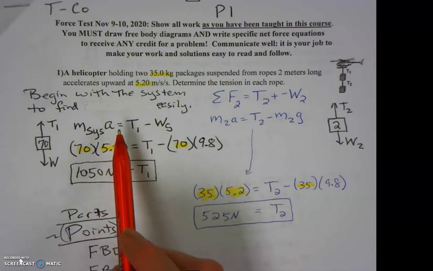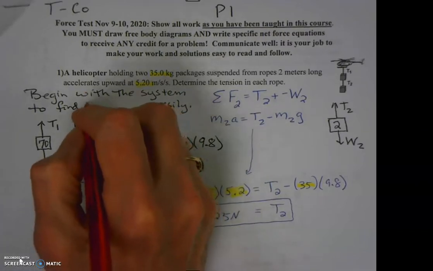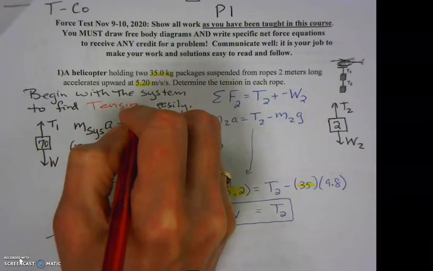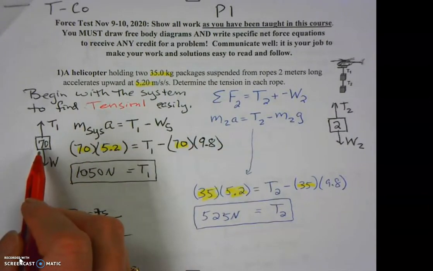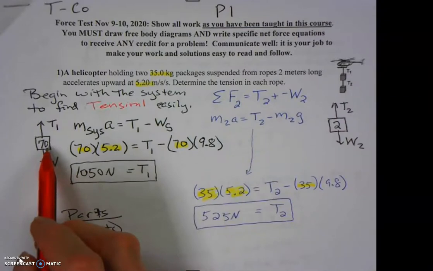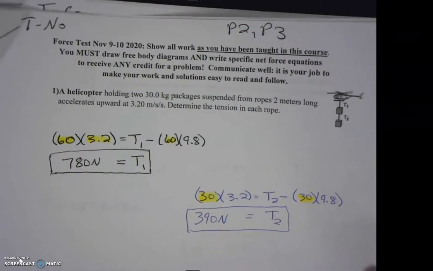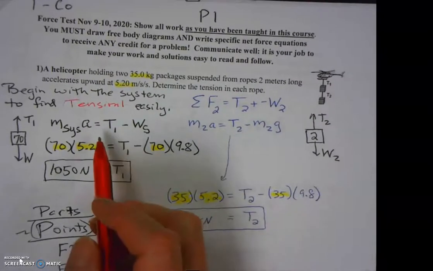So you begin to work with the system as a whole to find tension 1 easily. So that's tension 1 right there, and that's the rope that's holding all of the mass. It's the upper rope, and therefore I'm going to combine the two masses: 30 plus 30 makes 60 on one version, or 35 plus 35 makes 70 on another version. And that's the one I have here.